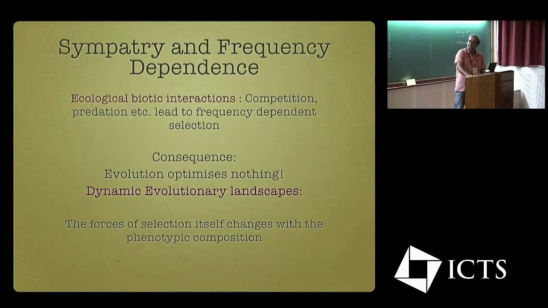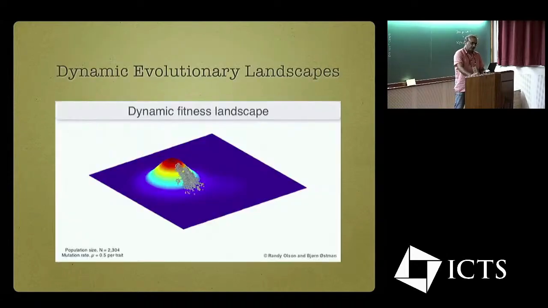The driving force of this is going to be biotic interactions like competition and predation, which lead to frequency dependent selection. One of the consequences is that evolution is happening on dynamic fitness landscapes, which are themselves a function of the existing population. So it's a highly nonlinear, complex, dynamic phenomenon, and as such it's not optimizing anything. The only thing we can talk about is what's happening instantaneously, and the force of selection itself is changing with the phenotypic composition.